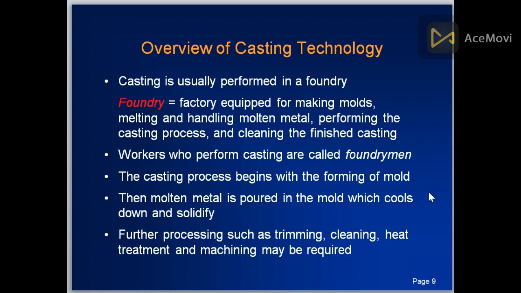The casting process begins with the forming of molds. First of all, you need to make molds in which you pour the molten metal. Then the molten metal is poured into the mold, which is cooled down and solidified. Further processing such as trimming, cleaning, heat treatment, and machining may be required.